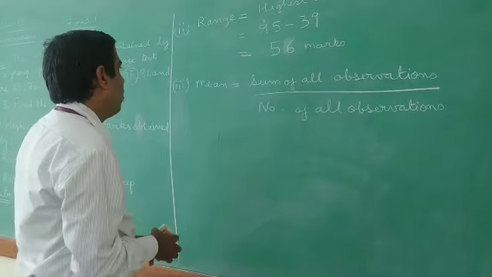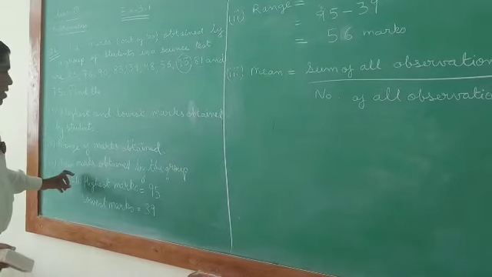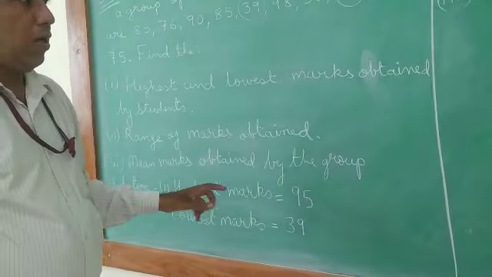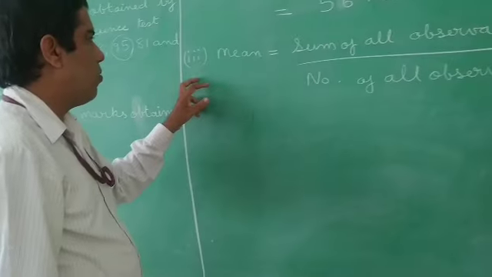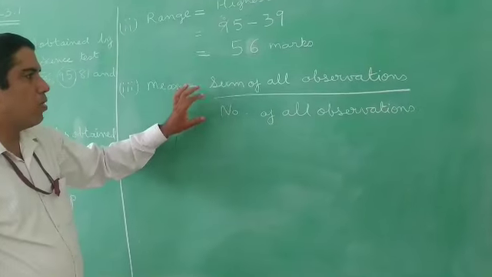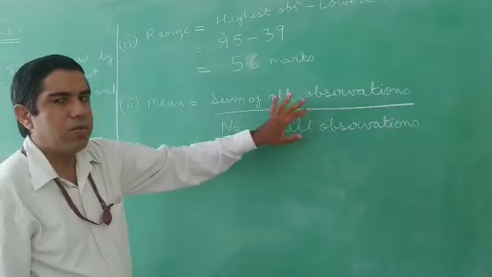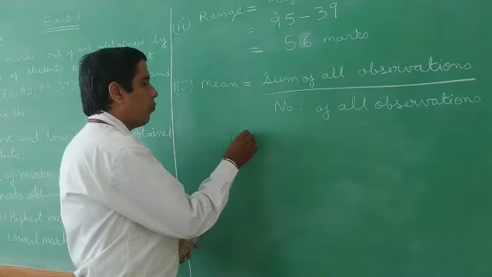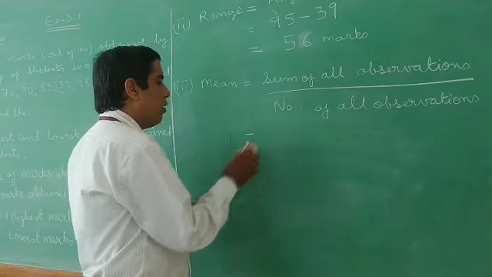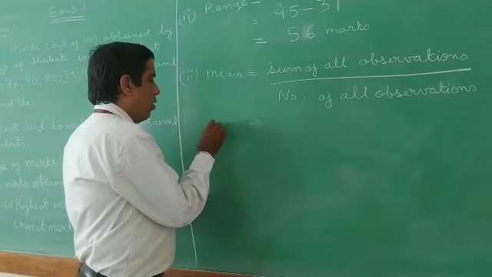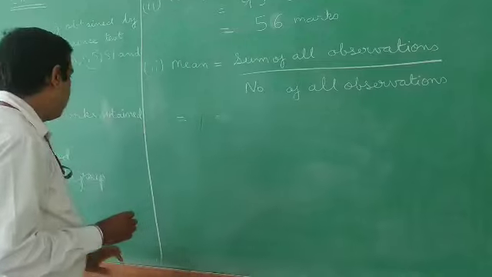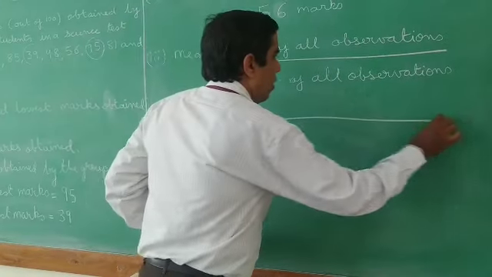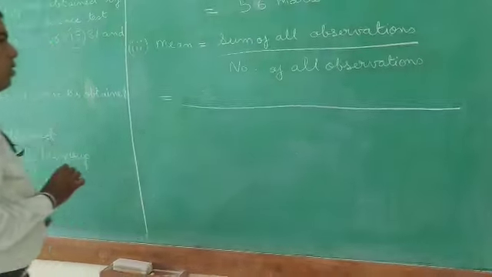Now, see the third part, the mean marks obtained by the group. I have to find the mean. So let us come to the third part, I am writing the solution here. Mean is equal to the sum of all observations upon the number of all observations. Now I am going to write all the 10 numbers, then upon 10. Let me make a line here so I will be able to write the numbers.